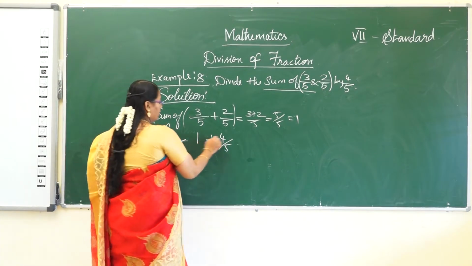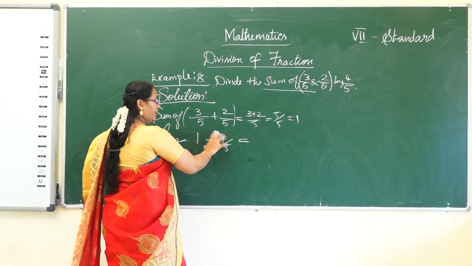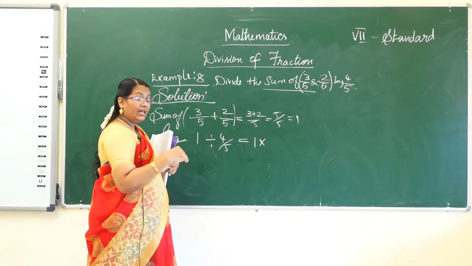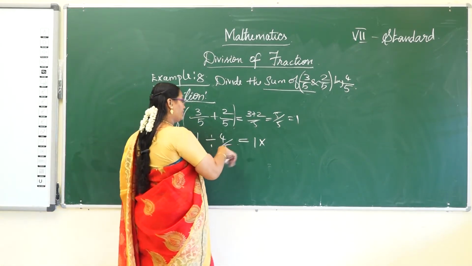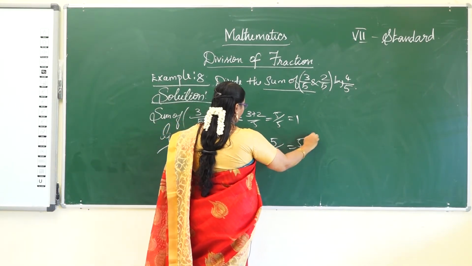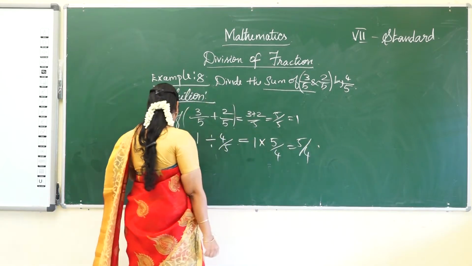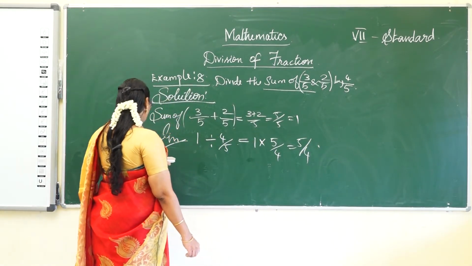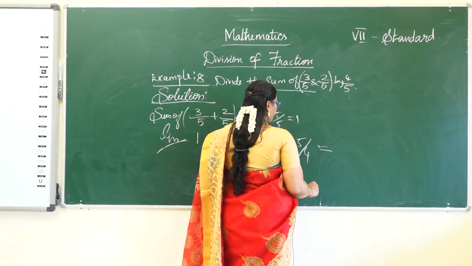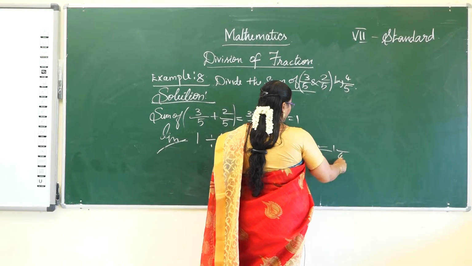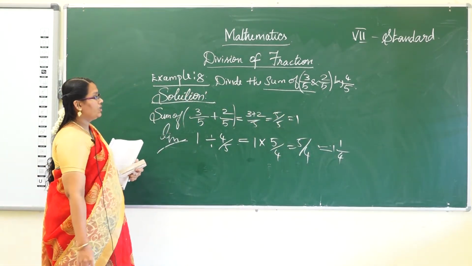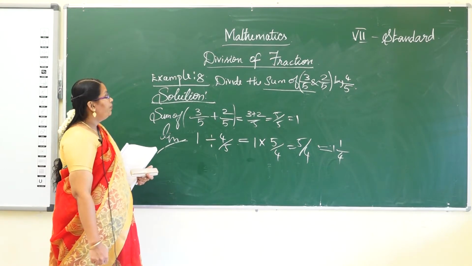Now you already know whole number divided by a fraction. What do we do? We multiply the whole number by the reciprocal of the fraction. What is that value? The reciprocal of 4 by 5 is 5 by 4. The answer is 5 by 4. Here a mixed fraction is not given, but we can write it as a mixed fraction. How do you write it? 4 ones are 4, 4 plus 1, 5. So 5 by 4. I hope you understood example 8.